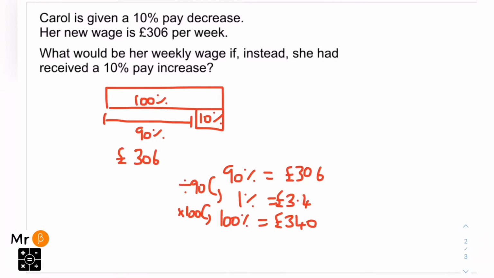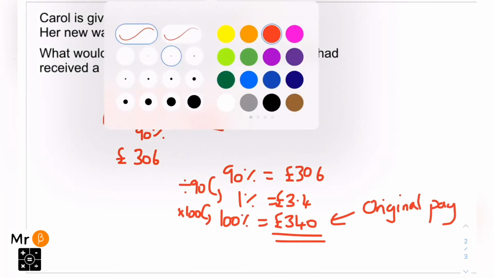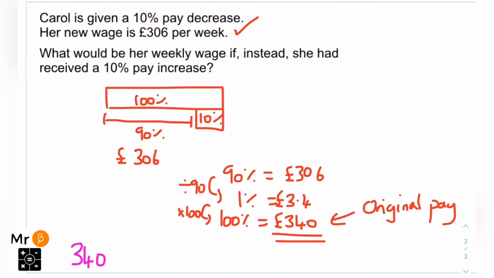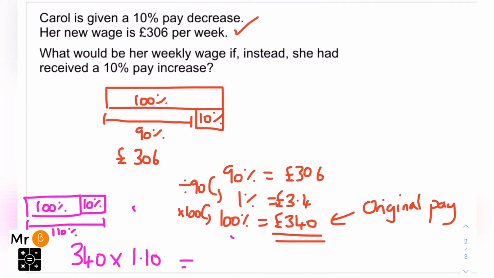So what would be her weekly wage if instead she had received a 10% pay increase? So we've now got our normal pay, so her original pay, and now we need to increase this by 10%. So if you think back to my previous video, if I'm adding on 10%, I've got my 100% bar, I'm adding 10% to it, so therefore I have got 110%, which my increase multiplier would be 1.10. We then type that in our calculator and we would get our final answer of £374.